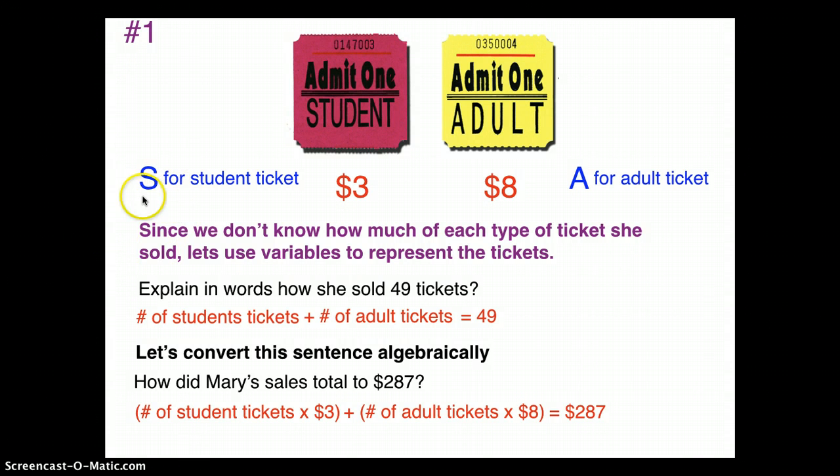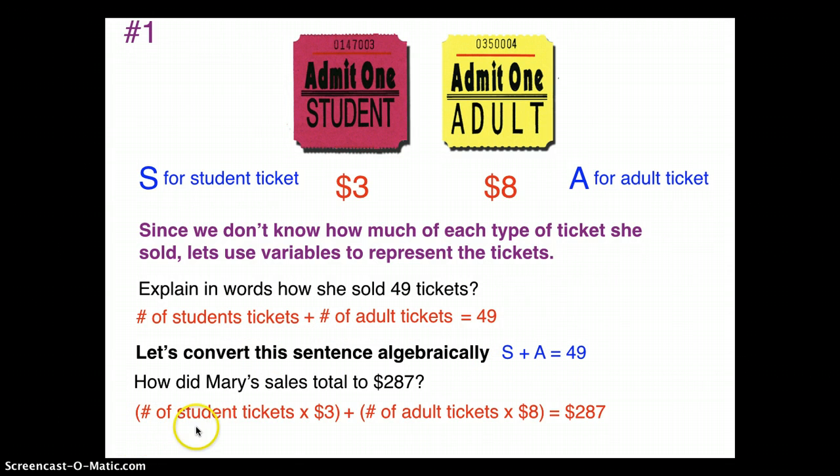So if we notice, S stands for student ticket. So right here, for number of student tickets, I will write S. Plus, what's the number of adult tickets? Again, I used A to represent that. So in the end, I'm going to get S plus A equals 49.